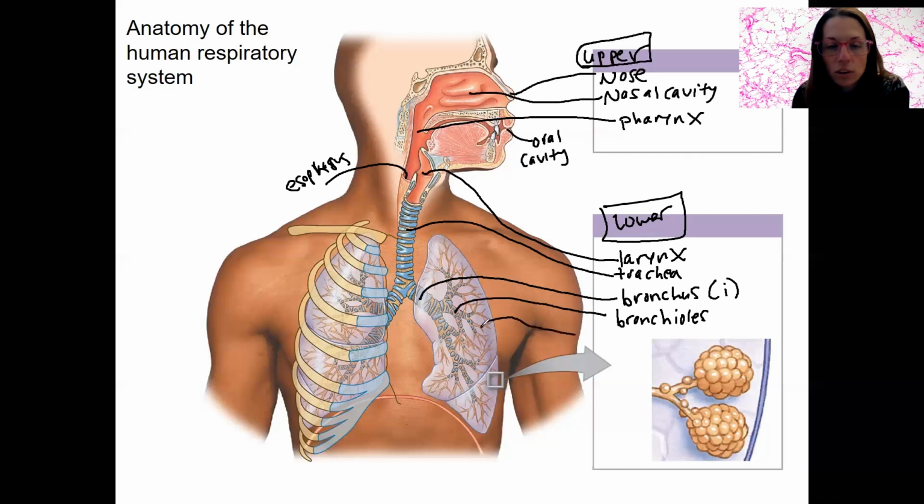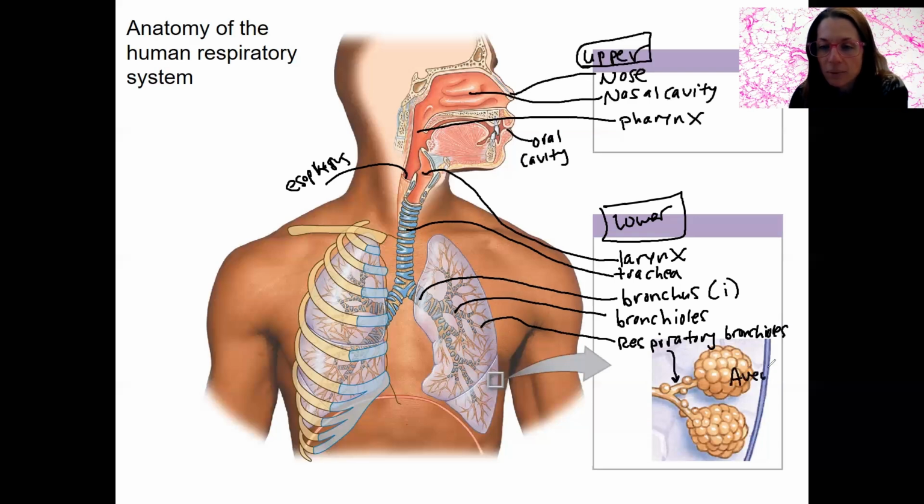We eventually have what's called respiratory bronchioles, which are bronchioles that have split a whole bunch of times, right? So there's a whole lot of respiratory bronchioles. They're also going to be a place where respiration occurs. So they are actually this right here.